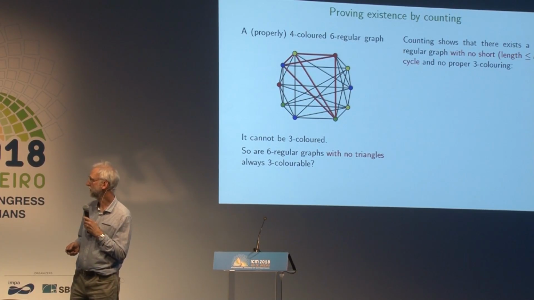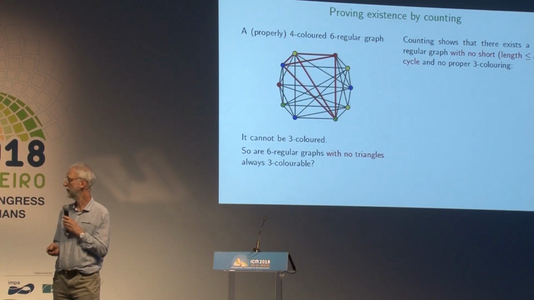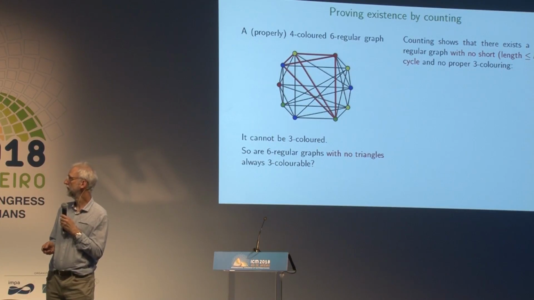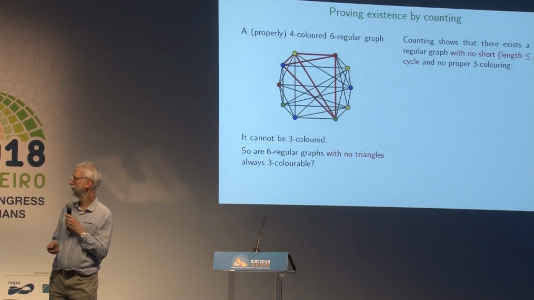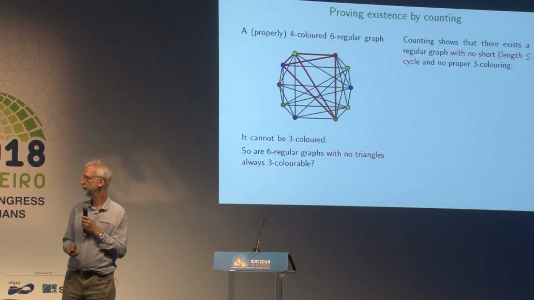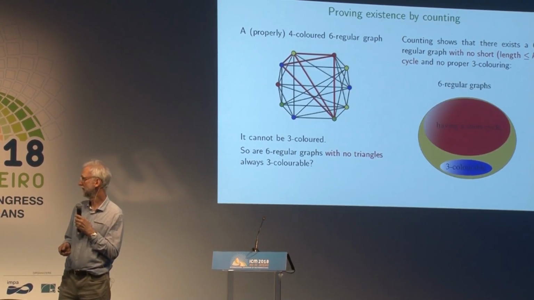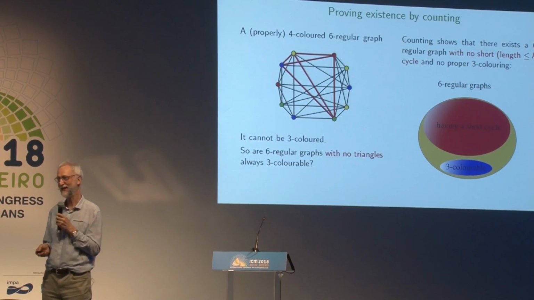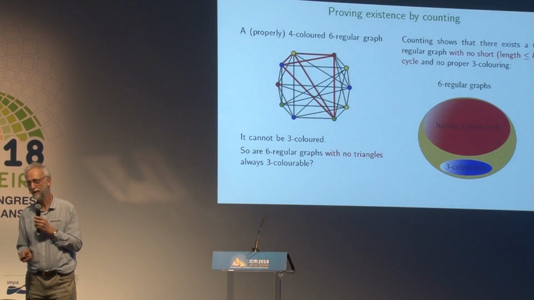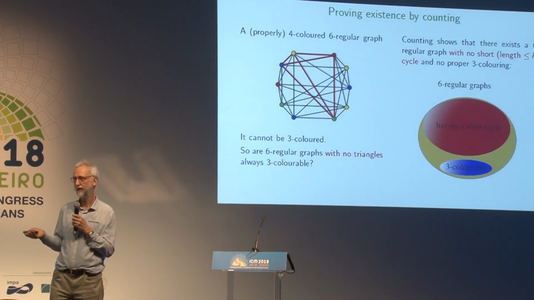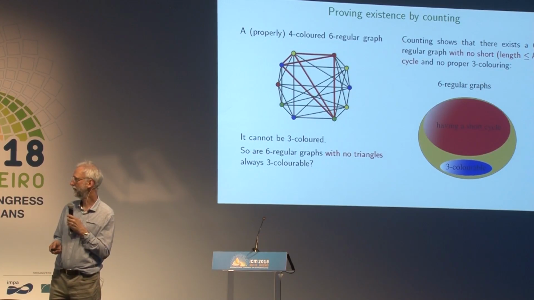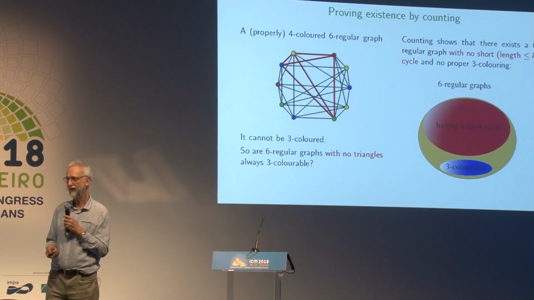But by counting we can show that even if we forbid not only triangles but longer cycles up to any given fixed length, there are still 6 regular graphs with no proper 3 colouring and no such short cycles. And the proof is pretty simple if you can count things: you count the 6 regular graphs, somehow count those having a short cycle, count those that are 3 colourable somehow, or bound the numbers, you don't have to count very exactly here. And then what's left over, you can see by just subtracting the numbers that there's some things left over.